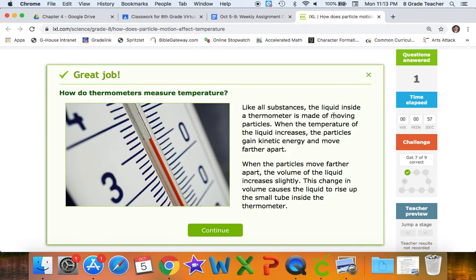Like all substances, the liquid inside a thermostat is made of moving particles. When the temperature of the liquid increases, the particles gain kinetic energy and they move farther apart because they're moving faster. When the particles move farther apart, the volume of the liquid increases slightly, and this change in the volume causes the liquid to rise up the small tube inside the thermometer. When it gets cold out, those particles condense and move closer together, therefore it slides back down to show that decrease in temperature at the same time.